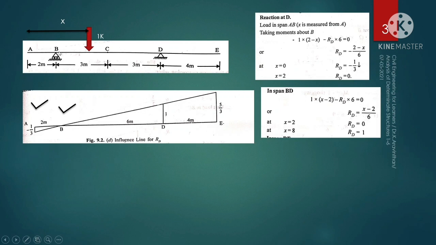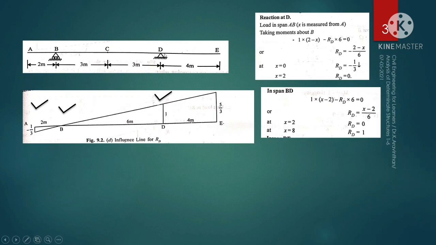Now the coordinate of B is 2 and the coordinate of D is 8. So let us substitute 2 and 8 in this equation. If I substitute 2, RD will be 0. If I substitute 8, 8 minus 2 will be 6, by 6 will be 1. So at the point D, you will have influence line of 1. At the point B, you will have influence line of 0, the same value which we got earlier. So up to the point D is over.